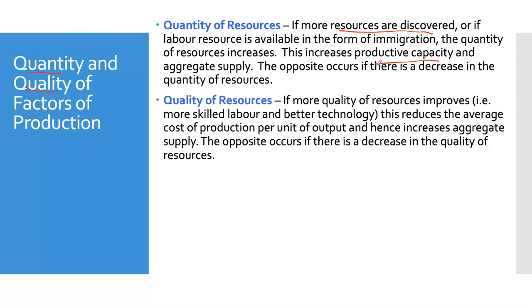aggregate supply. The quality of the resources recognizes that if we have better resources in our production, we are going to become more efficient. So if the quality of resource improves, for example, we have more skilled labor or better technology, this reduces the average cost of production per unit and hence increases aggregate supply because we're prepared to make more of it because it's cheaper.